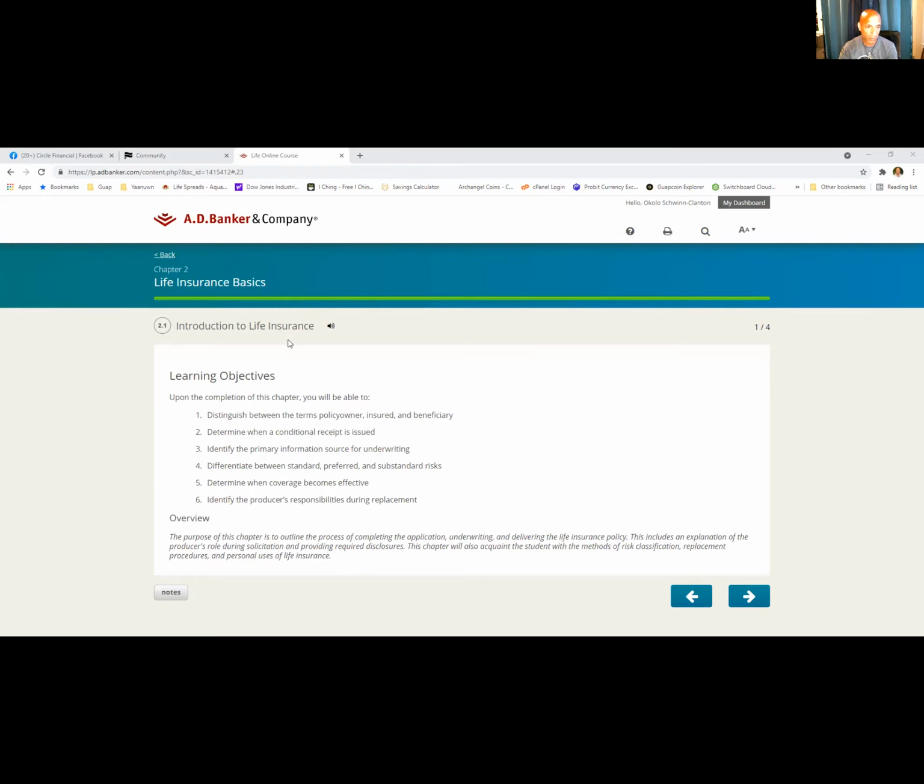So today we're going to be reviewing Chapter 2, Introduction to Life Insurance. The objectives they have for us are: distinguish between term policy, owner, insured, and beneficiary; determine when a conditional receipt is issued; identify the primary information source for underwriting; differentiate between standard, preferred, and substandard risks; determine when coverage becomes effective; and identify the producer's responsibility during replacement.